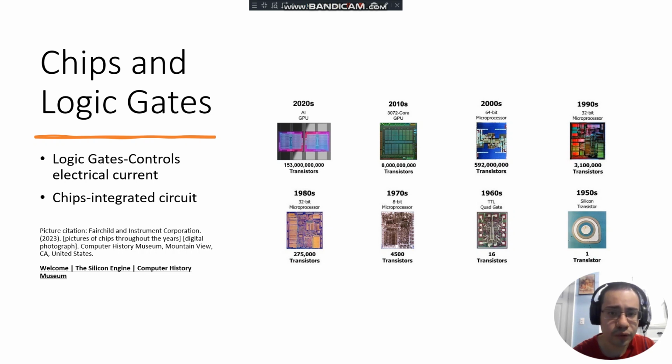In the 1950s, we had one transistor. In the 2020s, we have 153 billion transistors. That's a lot of progress in such a short amount of time. What will the future hold?